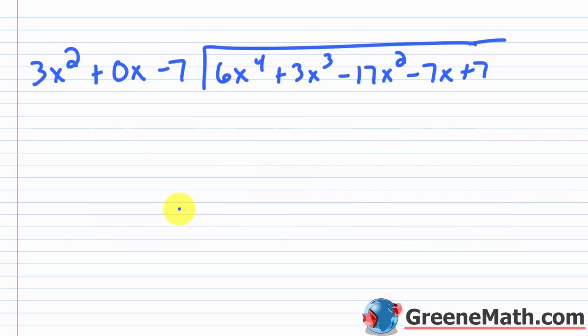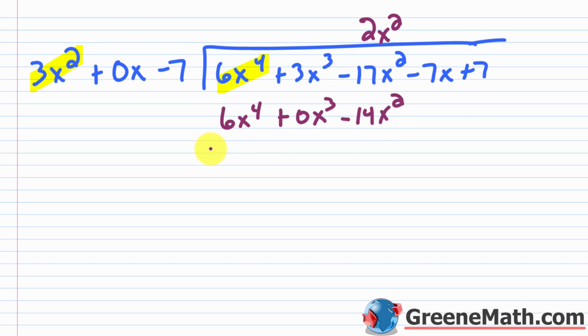So again, leading term into leading term. I think at this point you probably get it. We don't need to highlight things, but just for clarity, leading term into leading term. So we would say 6 divided by 3 is 2. X to the 4th power divided by x squared is x squared. So this would be 2x squared. Let me write that right there. And let me probably change colors here so that it stands out more. So let's put 2x squared like this. And let's multiply. 2x squared times 3x squared will give me the 6x to the 4th power back. And then 2x squared times 0x, I'm going to put as plus 0x cubed. And then 2x squared times negative 7, I'm going to put as negative 14x squared. So let's put this down here.